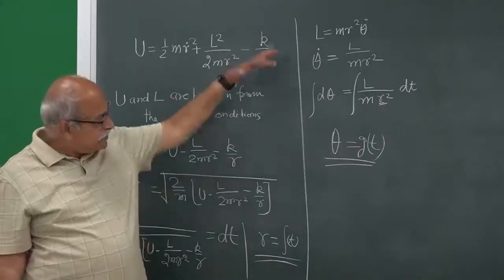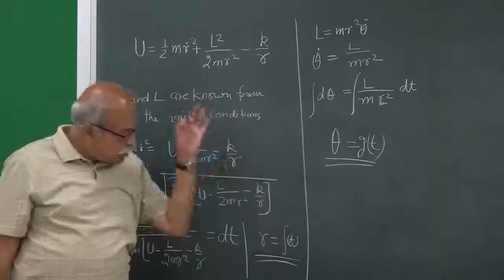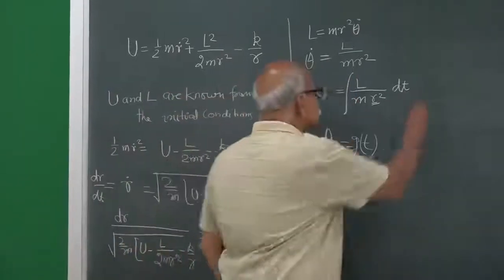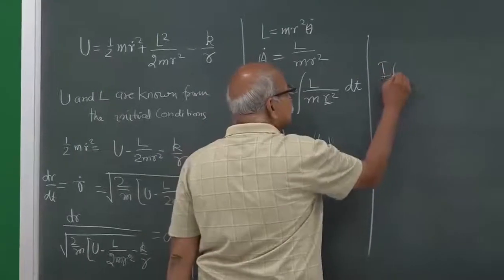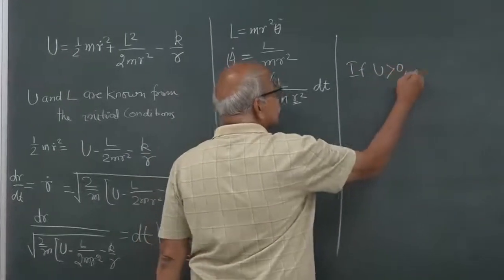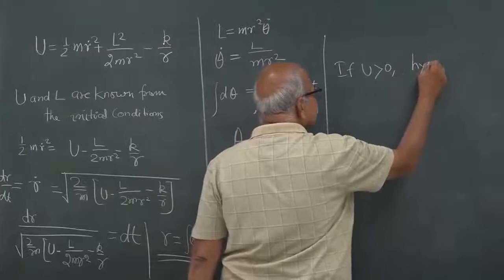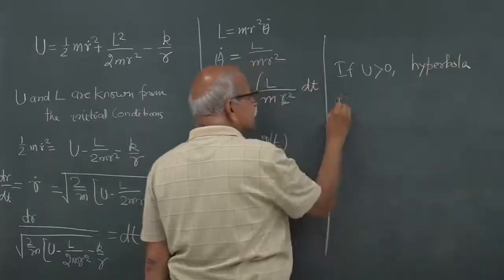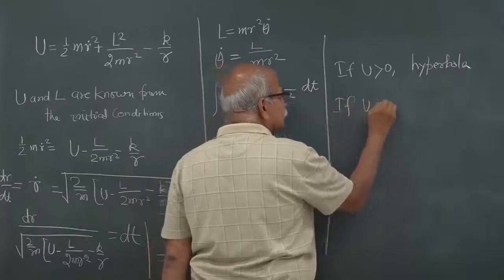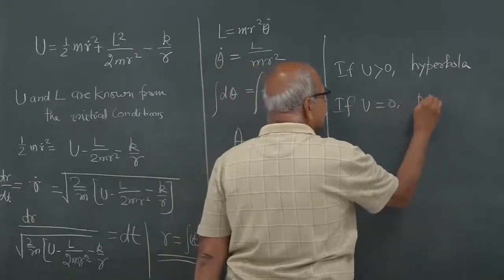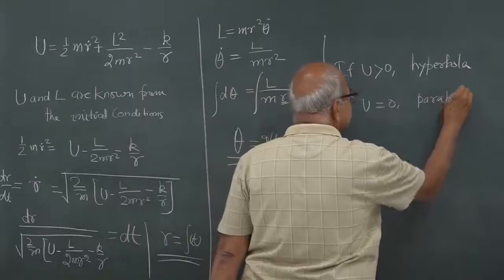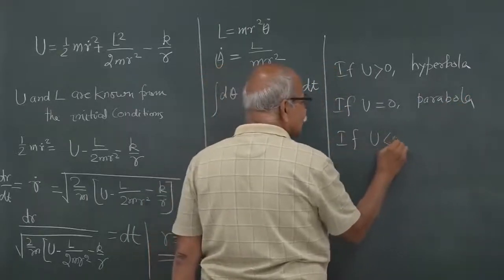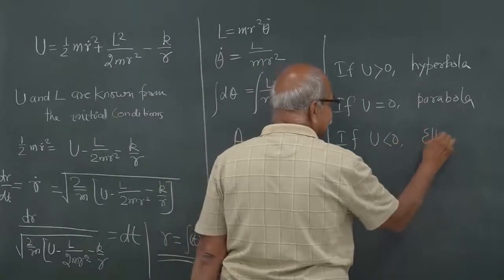So, this is the way one can calculate and come out with the exact equation. If U is positive, it is a hyperbola. If U is equal to 0, it is a parabola, and if U is less than 0, it is an ellipse. Finish.